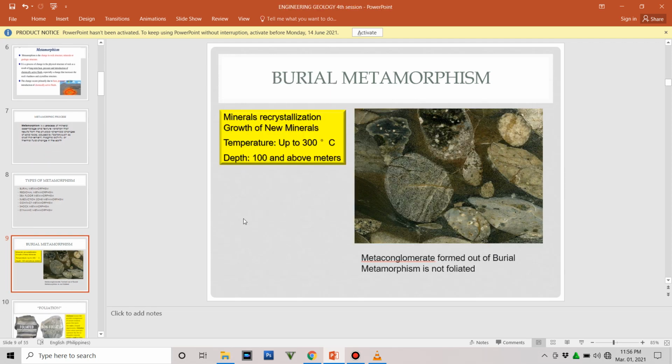So first, we have burial metamorphism. It is characterized by recrystallization of the minerals, and of course the minerals will tend to grow, and the temperature is up to 300 degrees Celsius, wherein the depth is around 100 meters and above.